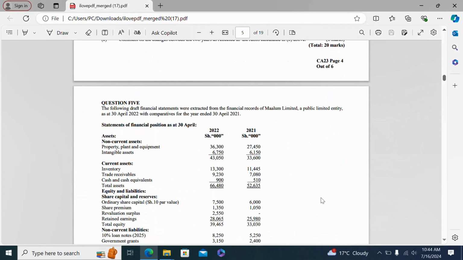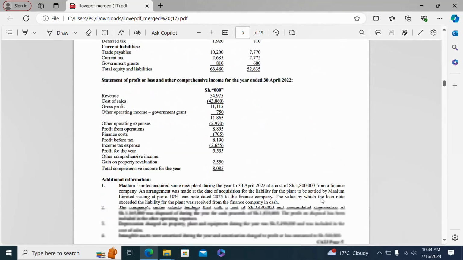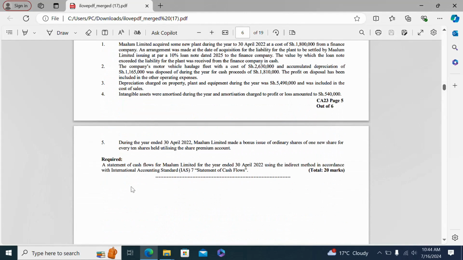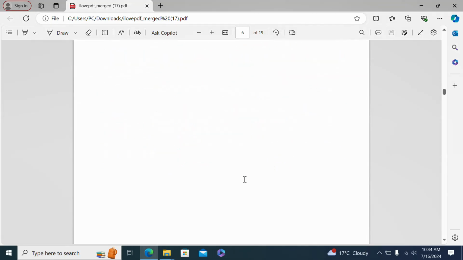And finally, question 5. Required: a statement of cash flows for Malum Limited for the year ended 30th April 2022 using the indirect method in accordance with International Accounting Standard IAS 7 Statement of Cash Flows. So let us go to the answers.